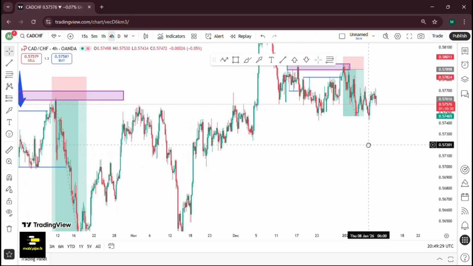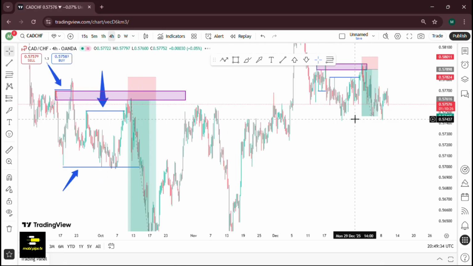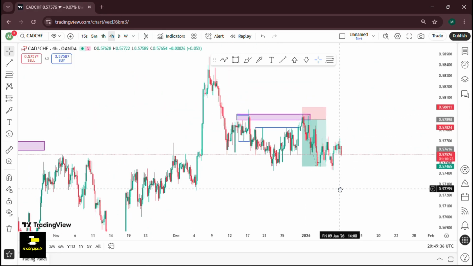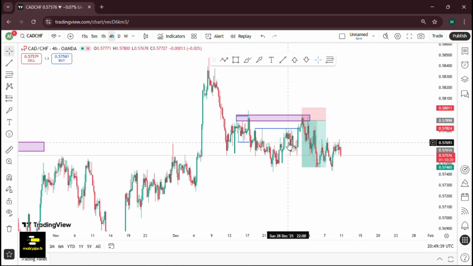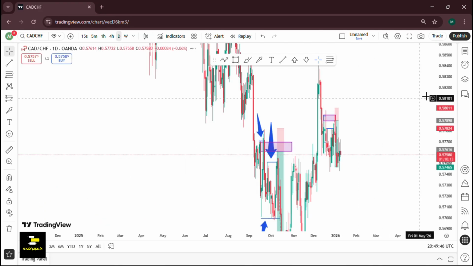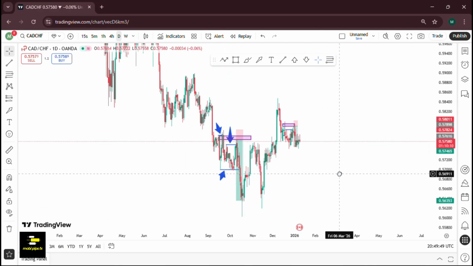So this is even a good setup. I don't know if you can decide to scale down, but it's a precise entry. You got in, you scored your TP. So this is how we do it in the market.